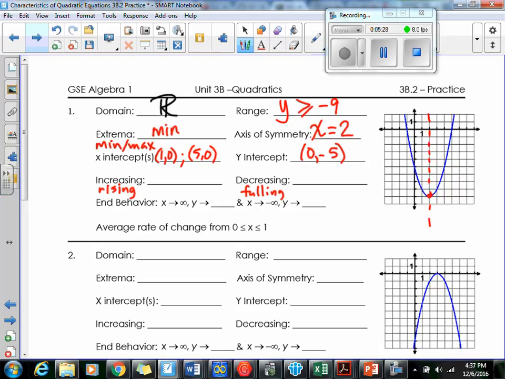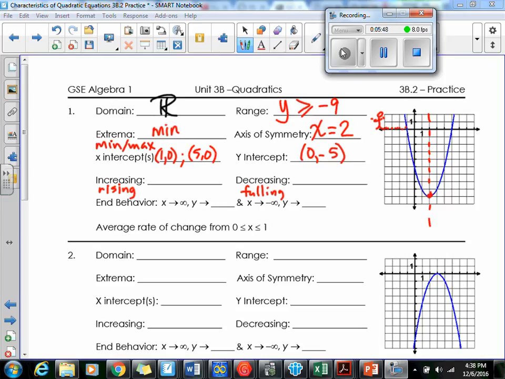Sorry, I had to pause, so let's come back. Imagine if you were walking along here. I'm just going to draw a little stick figure. And you're walking along here, and then you hit this point.